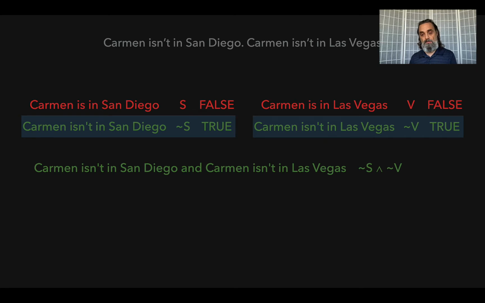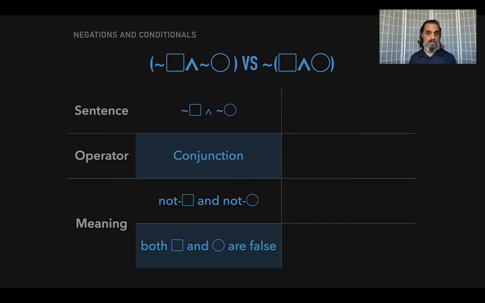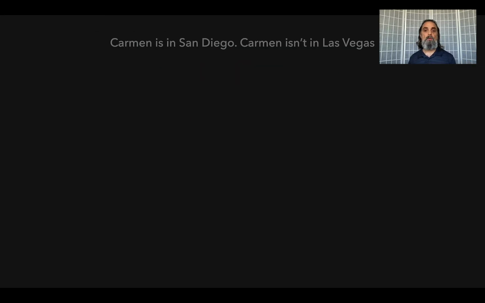So what happens if we take the conjunction not S and not V? Well, both of its pieces are true because not S is true, and also not V is true, and so that conjunction is true. Good. So when we think about what the first one says, well, it's a conjunction, not box and not circle, and it says not box and not circle. And so a different way of saying that is that both of the atomic pieces are false.